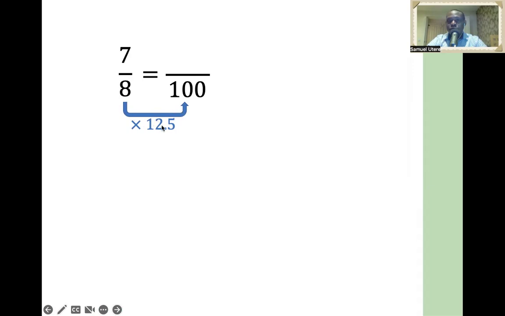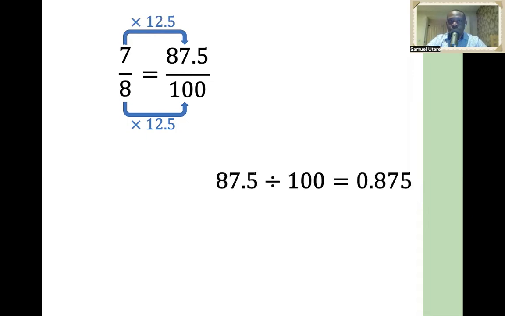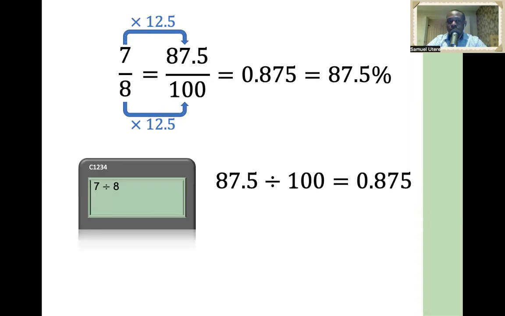So 8 times 12.5 will give us 100, which means we need to multiply the numerator by 12.5 to give us 87.5. So actually what we're seeing right here is 87.5%. And of course, we could work that out in a calculator to give us 0.875, which is 87.5%. And that could have been done with a calculator a long time ago.